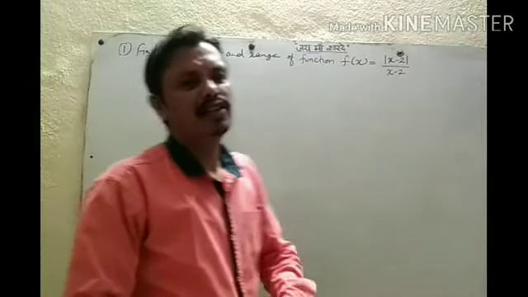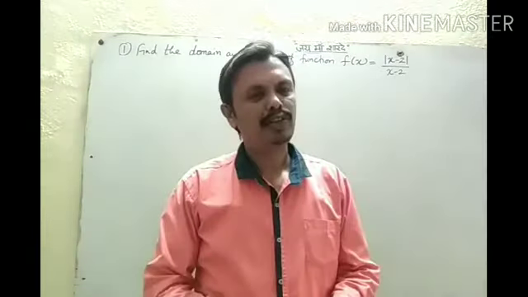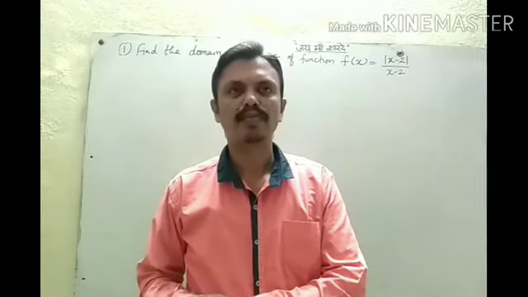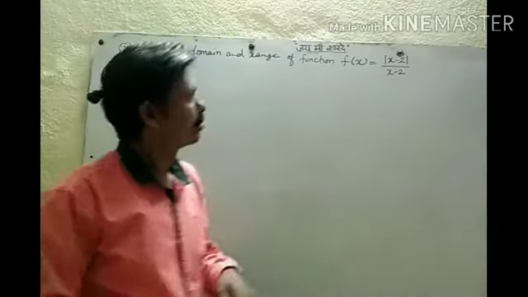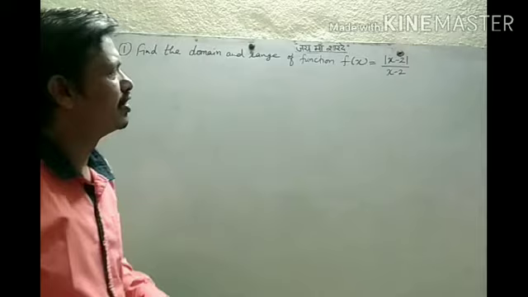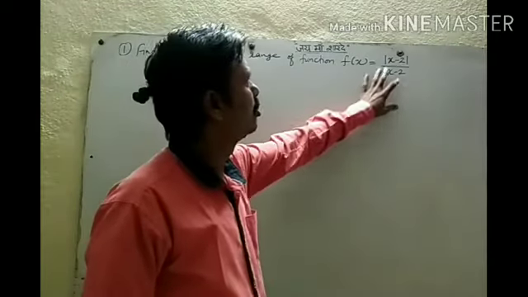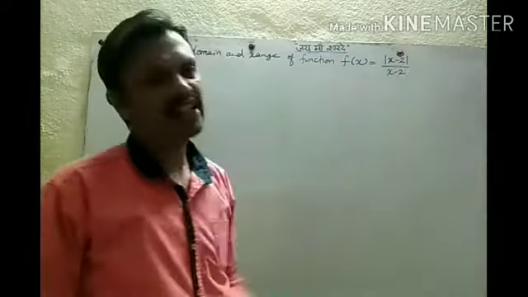Good morning, students. In the last video and the last class we saw how to find the domain and range of any function. Today also we'll see some questions based on the same domain and range. Your question is: find the domain and range of the function f of x equal to mod of x minus 2 upon x minus 2.